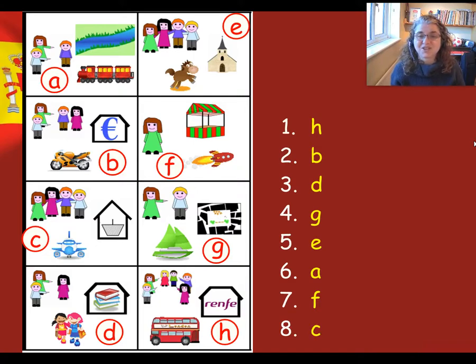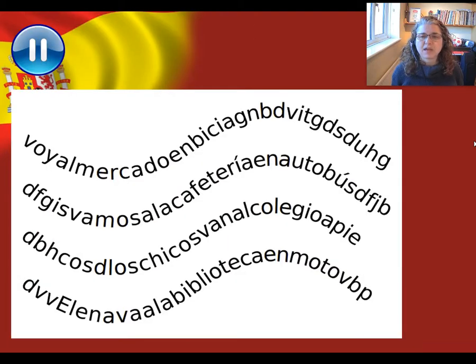How did you get on? Did you get some of those right? Fantastic. Now, here we have some waves. We've got 4 waves there, and each wave has hidden inside it a sentence to say somebody is going, where they're going, and how they're getting there. What I would like you to do is to pause the video, see if you can find those 4 sentences, one in each wave, and then press play again when you're ready to see if you got them right.